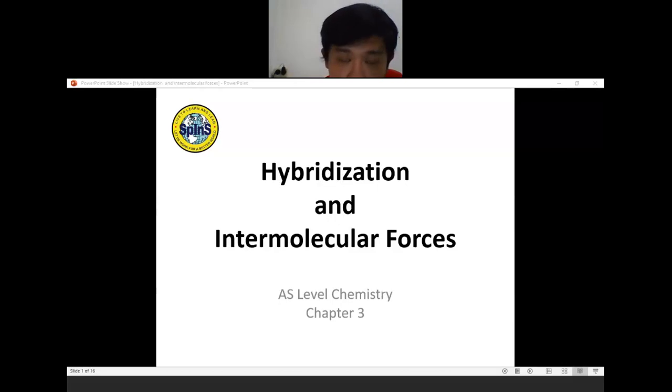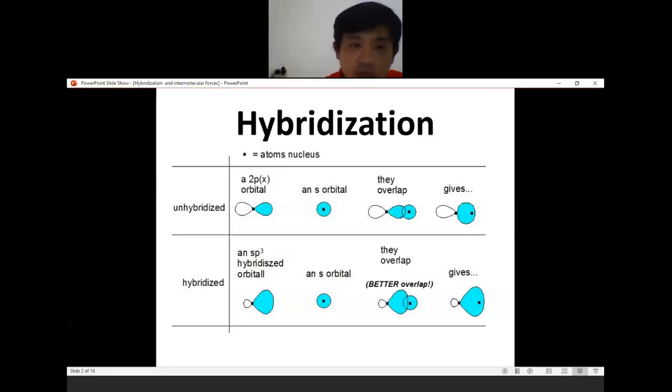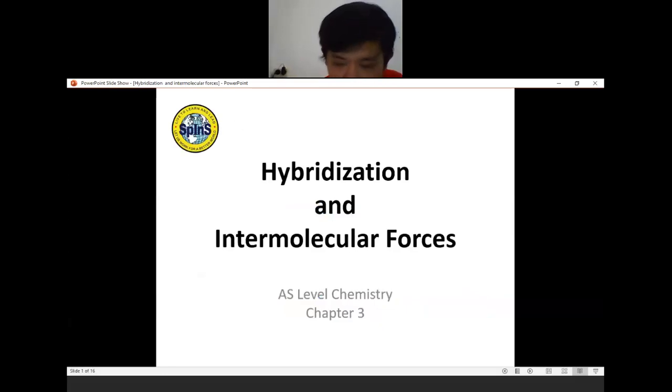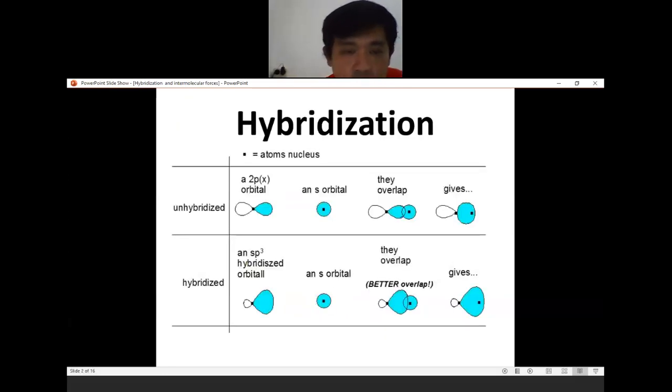Okay, and then intermolecular forces. So we move now to hybridization. There is unhybridized, two px orbitals. We know that for the p orbital there are three: px, py, and pz. And then also there is an s orbital.